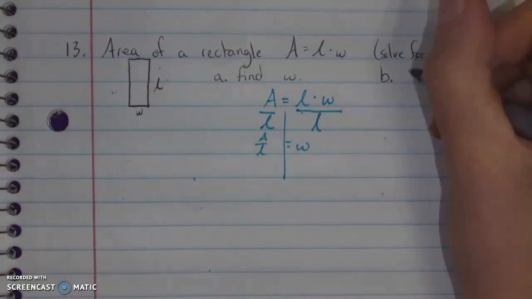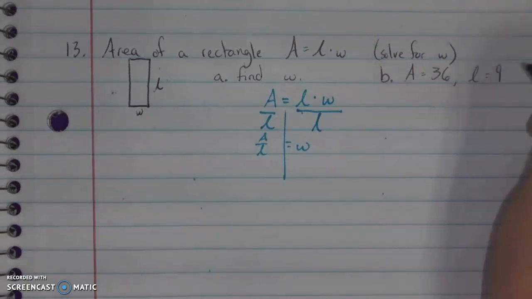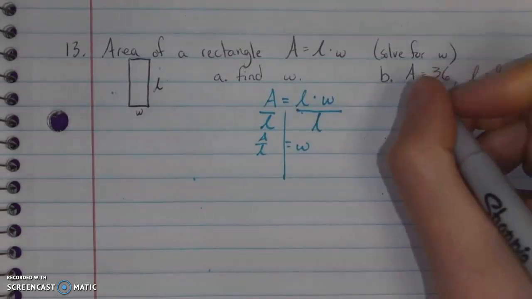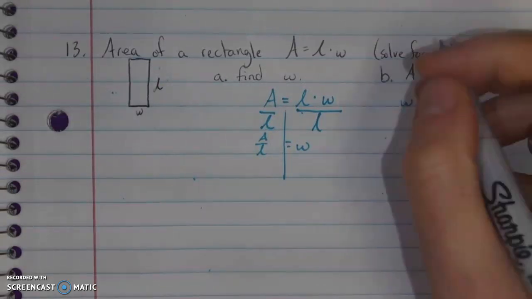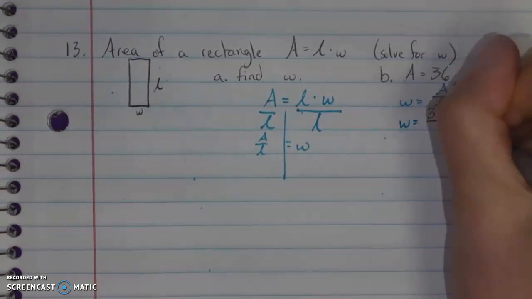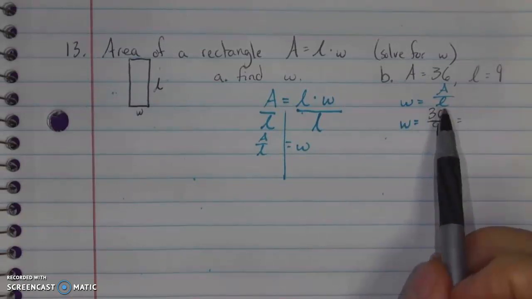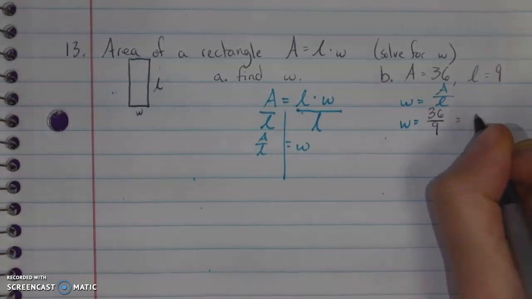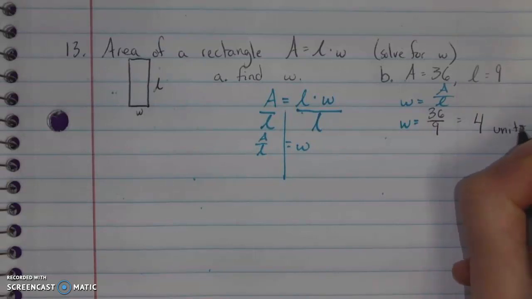B is saying, find w when A equals 36 and L equals 9. Well, I could put it into the original formula and solve, but since I know that w is equal to A over L, all I really need to do is take my A value of 36, divide it by my L value of 9, and I know that has to be the width because width is equal to A over L, or 36 over 9. And that gives me a value of 4. And I don't know what the units are, so I'm just going to write units after it.